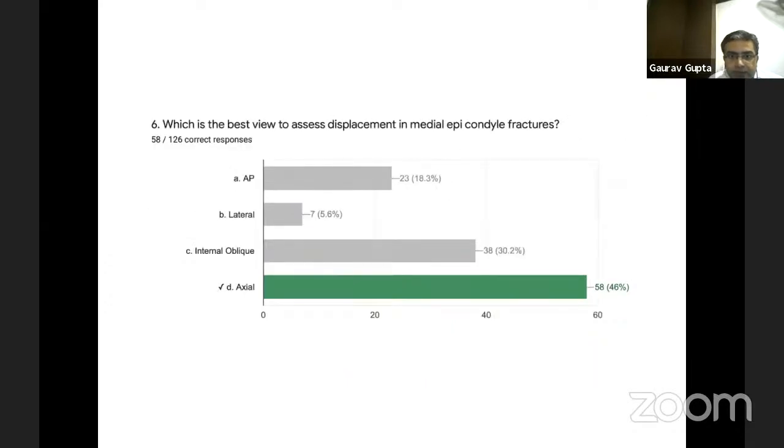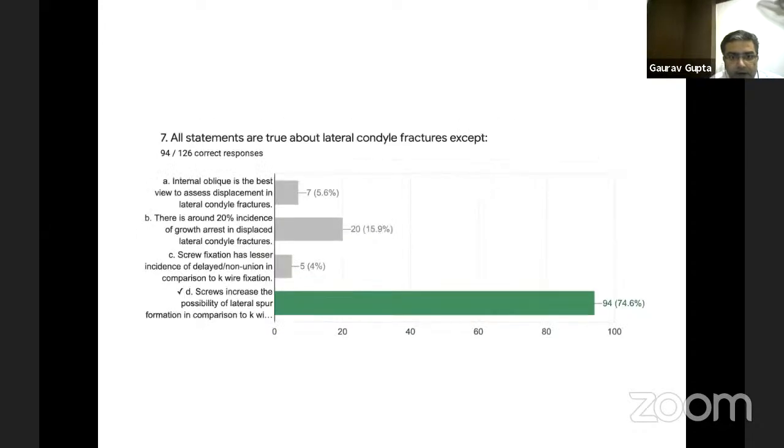Which is the best view to assess displacement in medial epicondyle fractures? Axial view is the right answer. Around 46% of people have marked it right. This one was, all statements are true about lateral condyle fractures except, and it was a tricky one. Internal oblique is the best view. There are around 20% chances of growth arrest in displaced lateral condyle fractures. A true fact. Screw fixation has lesser incidence of delayed non-union, it's true. And screws do not increase but decrease the possibility of lateral spur formation in comparison to K-wires. And 74% of people marked it right. Good.